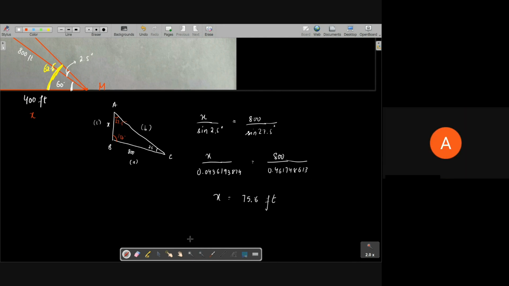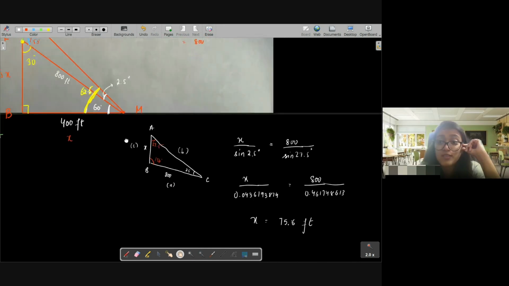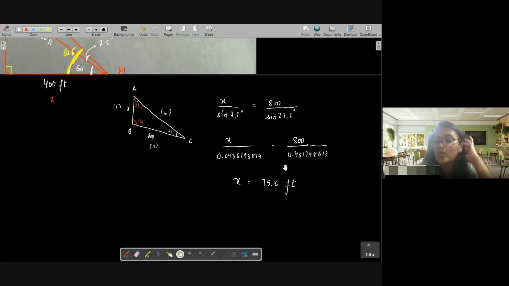Feet. Yes, feet. This is a big deal. You lose points if you don't write the units.